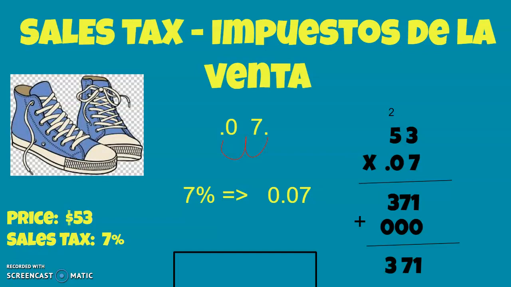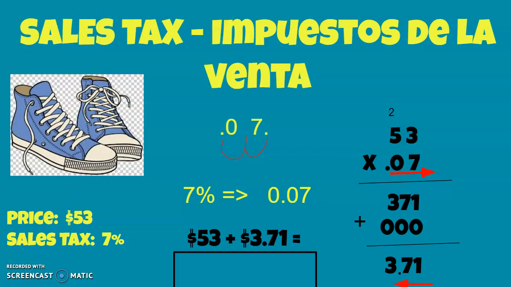Ahora vamos a ver al punto. At the top, 0.07, I need to move the decimal 2 places over to get to the end. So in my answer, I'm also going to move the decimal 2 places over. También en mi respuesta voy a mover el punto 2 lugares. So my answer is 3.71, which is $3.71.